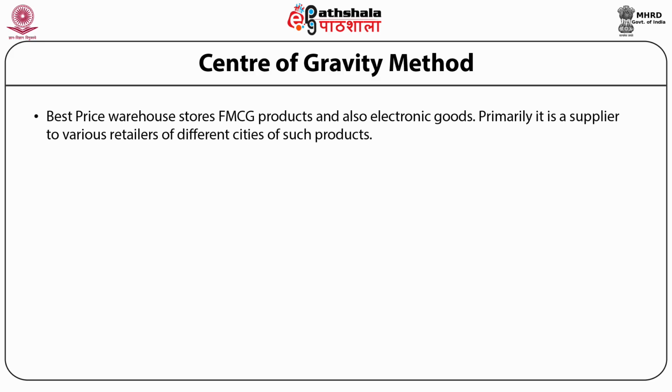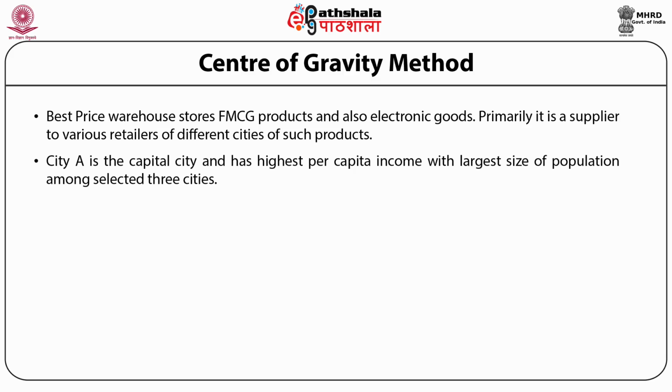Best Price warehouse stores FMCG products and also electronic goods. Primarily, it is a supplier to various retailers of different cities of such products. The warehouse wanted to evaluate a location for its new store catering to retailers of three major cities A, B, and C. City A is the capital city and has the highest per capita income with the largest population among the selected three cities. City B and City C are similar on per capita income and population characteristics.